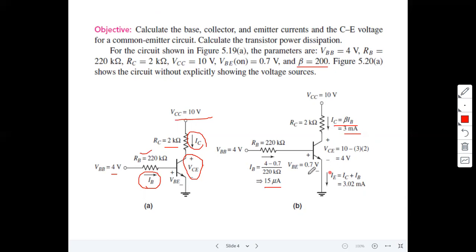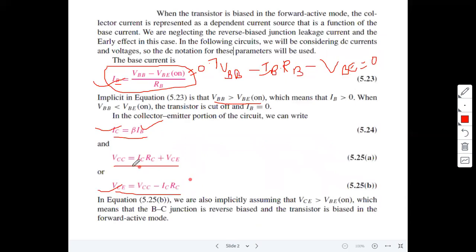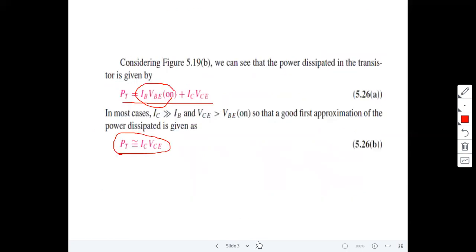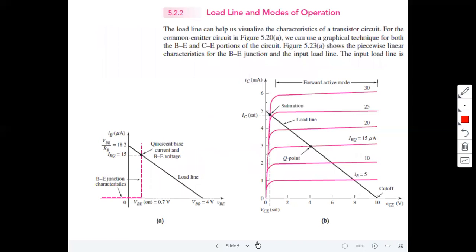Now VC is equal to, remember these expressions, right? VC is equal to VCC minus IC into RC, that is equal to 4 volt. And emitter current is the sum of base current and collector current, that is equal to 3.02 milliamperes. Right. Now we slowly enter into the load line concept, load line and modes of operation.